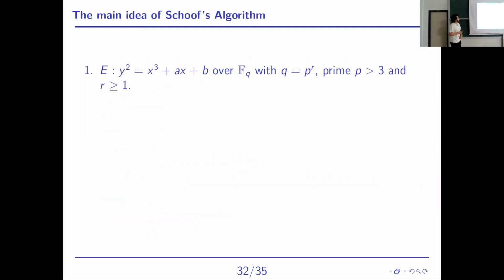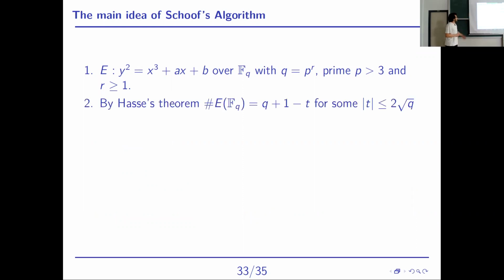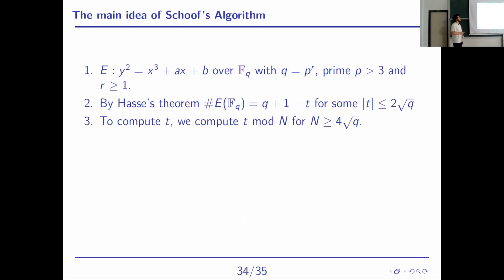To give a quick overview of the algorithm, we have the setup as before. And by Hasse's theorem, we know that the number of Fq points is equal to q plus 1 minus t for some t in this range. Now, to compute t, it is sufficient to compute t modulo N for some N bigger than this value. We choose this a little bit bigger than this upper bound to avoid some technical difficulties that would take a lot of time to explain.